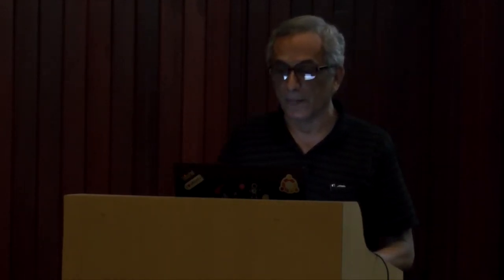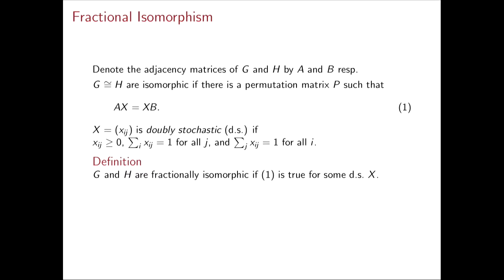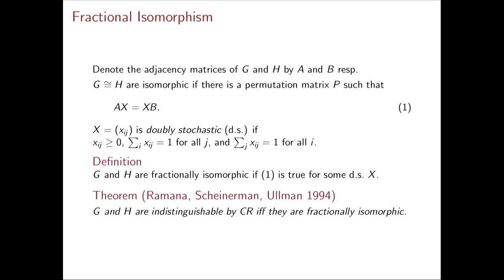So asking if the two graphs are isomorphic is asking if there is an extreme point in this polytope X that says that AX equals XB. X is going to be a permutation matrix in that case. If you drop the extremality constraint, the integrality constraint, then you say they are fractionally isomorphic.